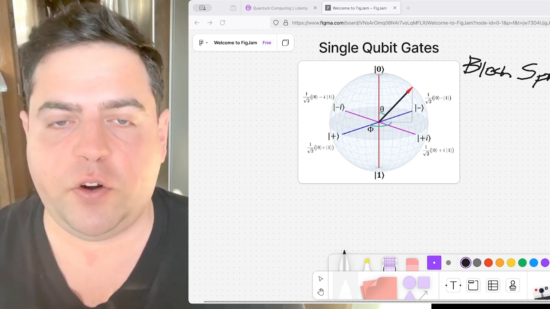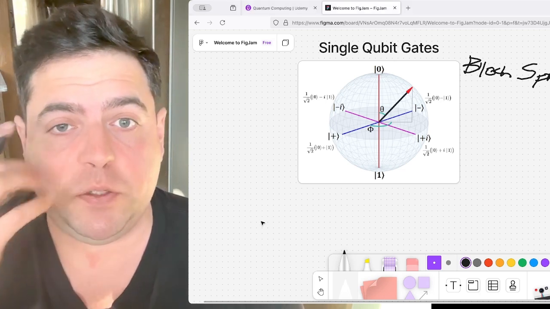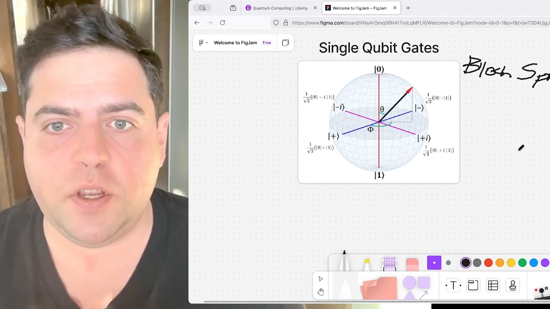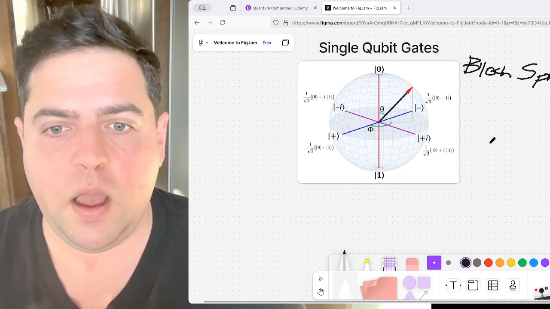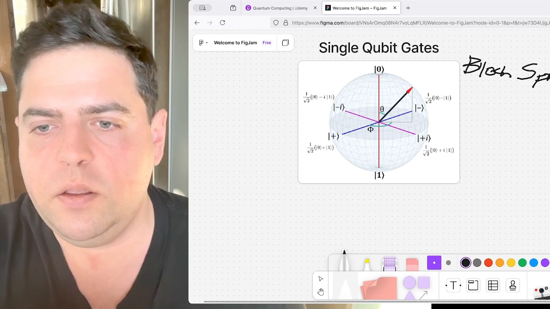So let's first talk about the X gate as promised, right? What does the X gate do to these guys? Well, it just kind of flips a bit, right? It flips it from a 0 to a 1. And in fact, I'm going to bring another tool to bear here.